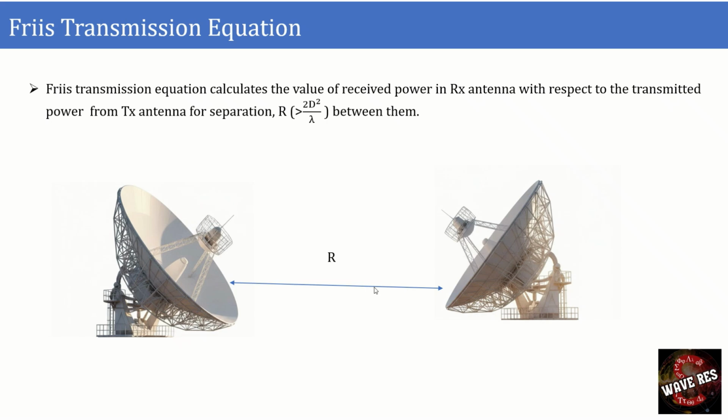Consider a two-antenna communication system. This is the transmitting antenna, this is the receiving antenna, and they are separated by a distance r. This distance r is greater than the far field distance, so both these antennas are located at their far field distance. The Friis transmission equation gives an indication of the total received power in this antenna with respect to the power transmitted from the TX antenna. So it calculates the power received in this antenna when some power is transmitted from the other antenna. Let's see how it works.